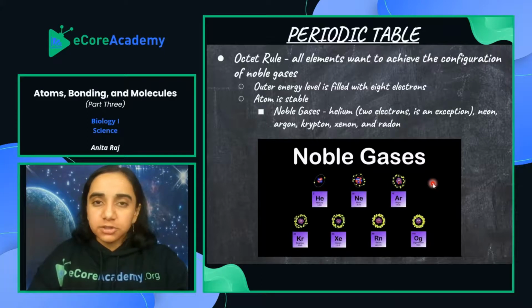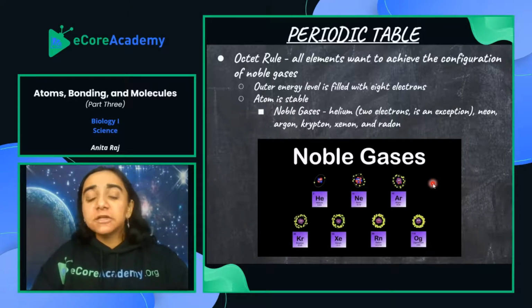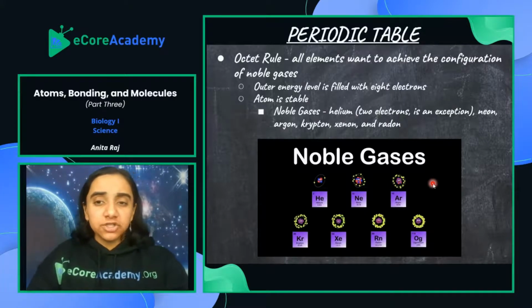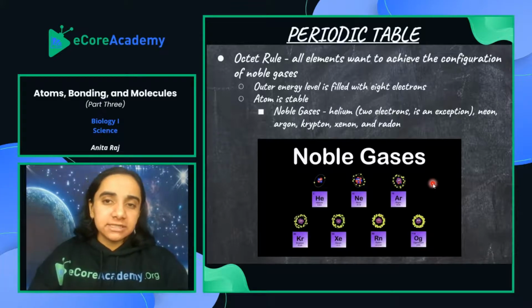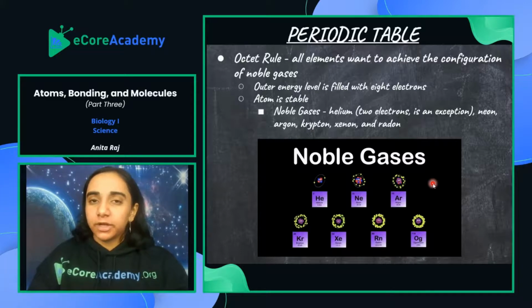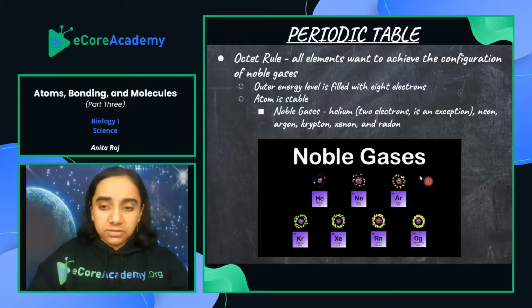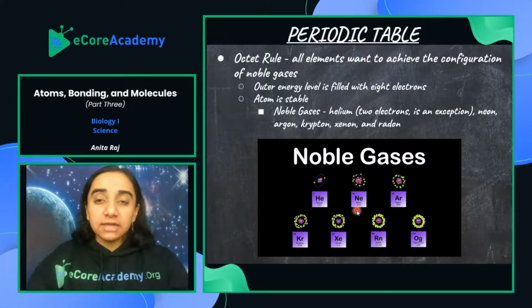They're all colorless, odorless gases, but they're special because their outermost energy level is filled with 8 electrons, except helium, which is a special case. It has 2 electrons, but because it only has 1 energy level, it's fine. It's happy with 2 electrons. All these other ones, such as neon, argon, krypton, xenon, and so forth, their outermost energy level has 8 electrons.